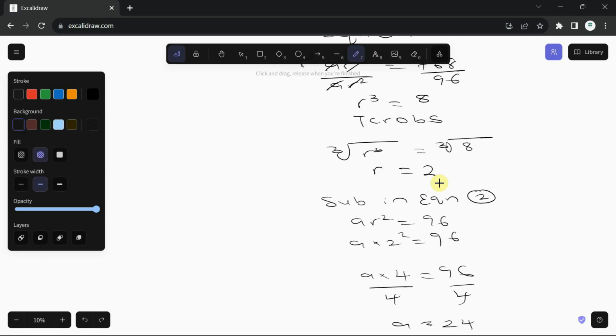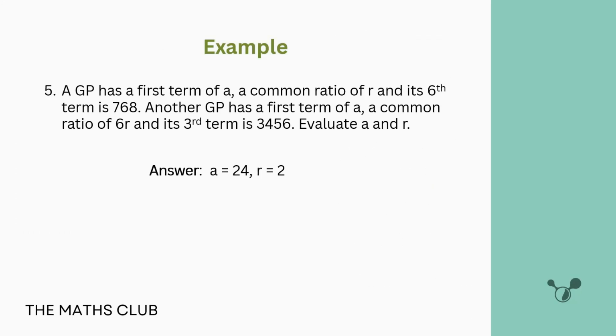Let's see if we are correct. Great, so our A is 24 and then our R is 2.